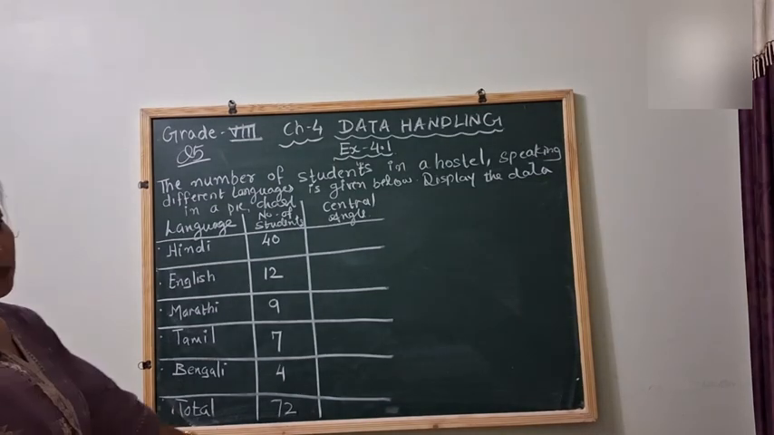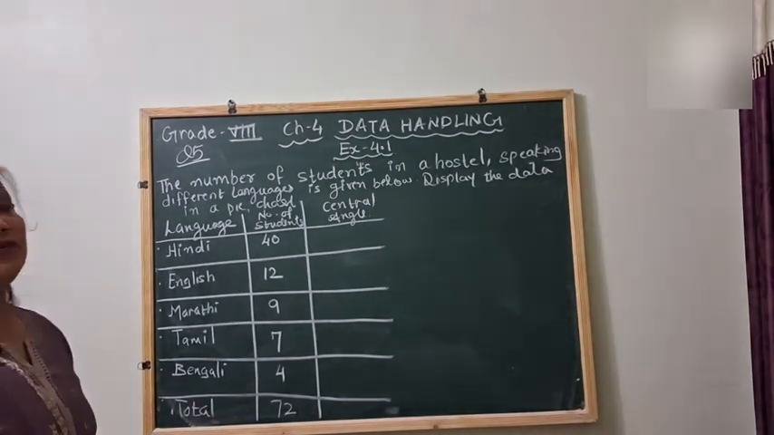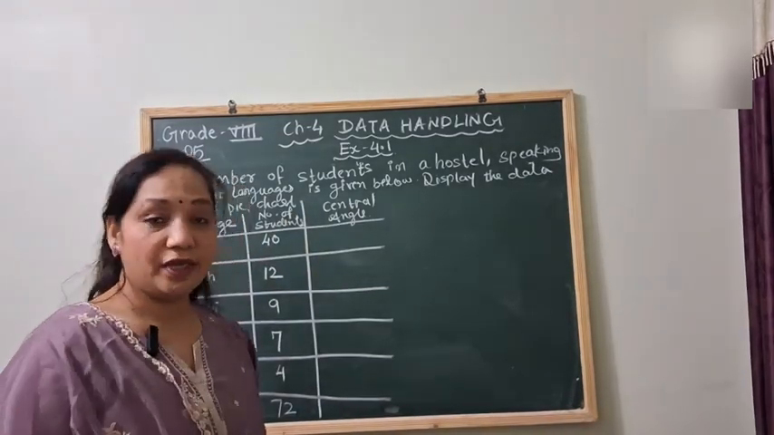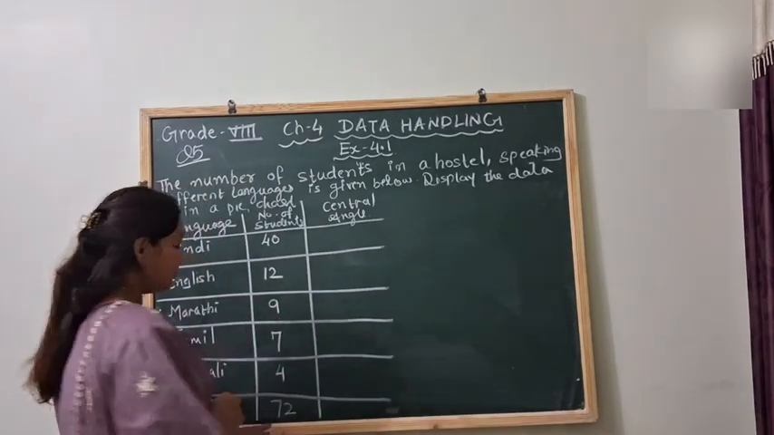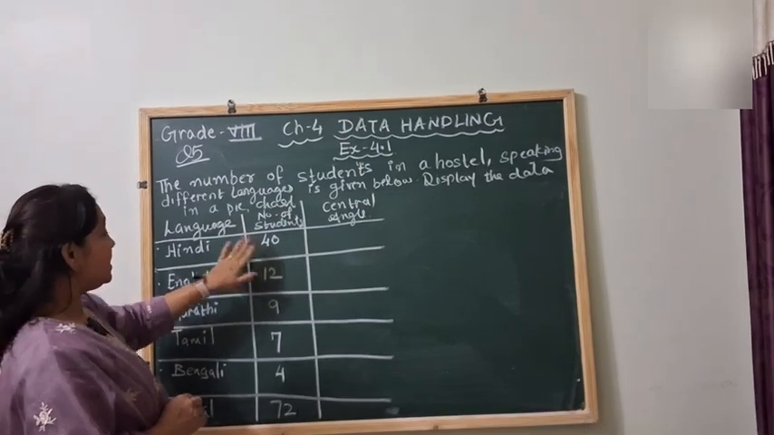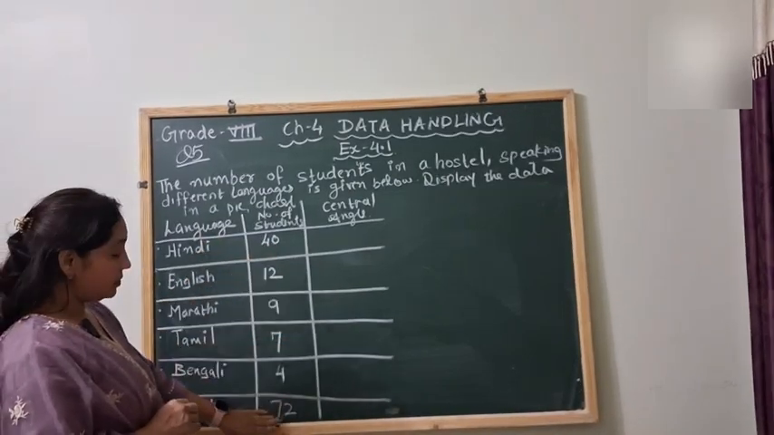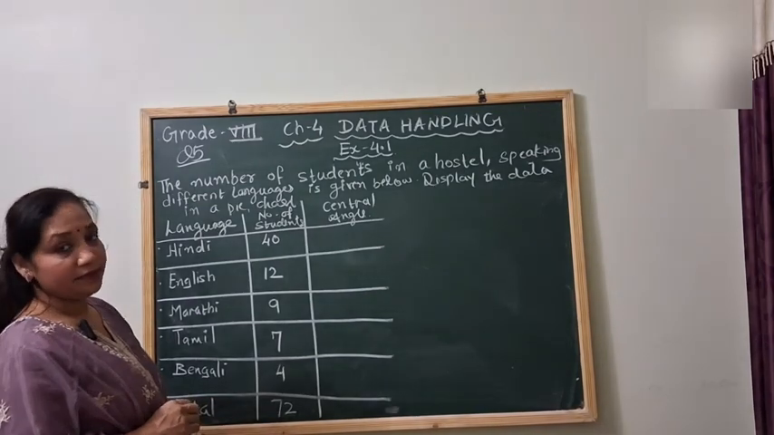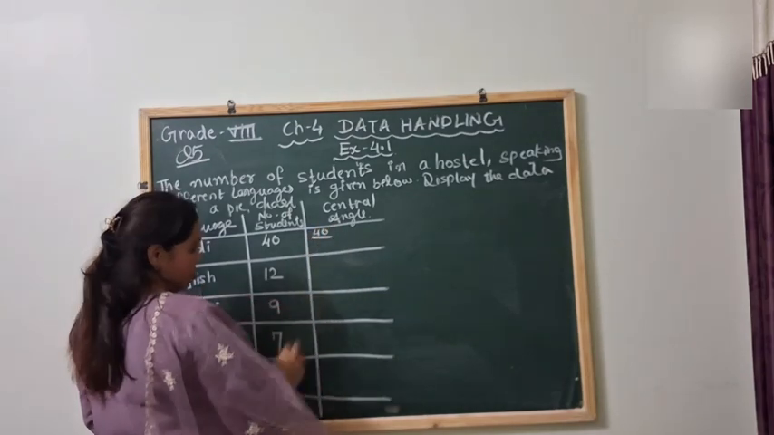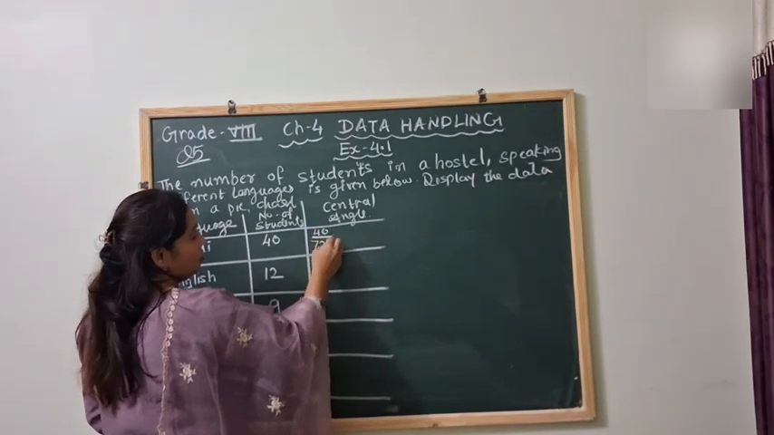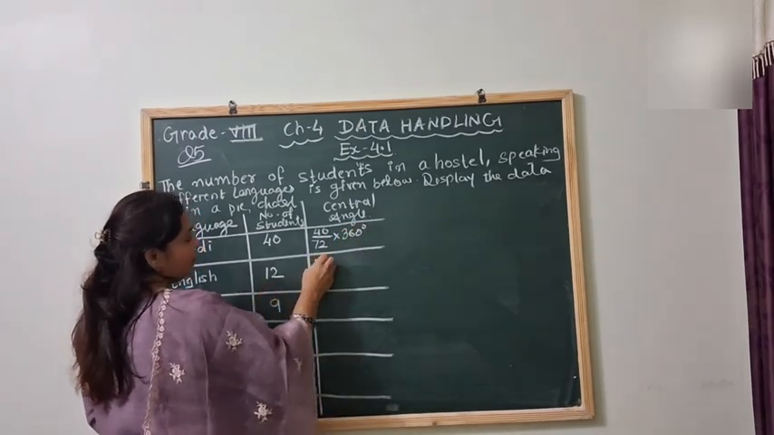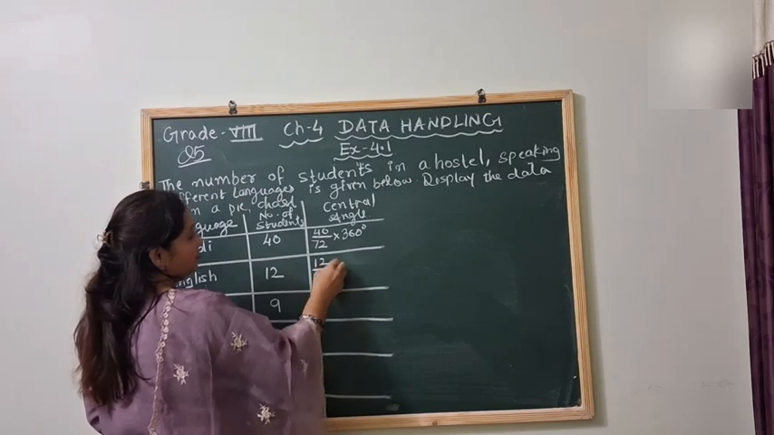So the total number of students is 72. Whenever we draw a pie chart, we need to first find the central angle. So let us do that. Very simple. For the central angle, the number of students speaking Hindi divided by the total number of students multiplied by 360. Here it will be 40 upon 72 multiplied by 360 degrees, then 12 divided by 72 multiplied by 360 degrees.